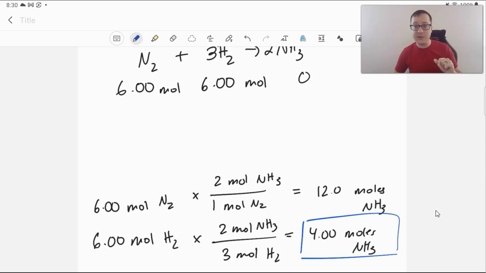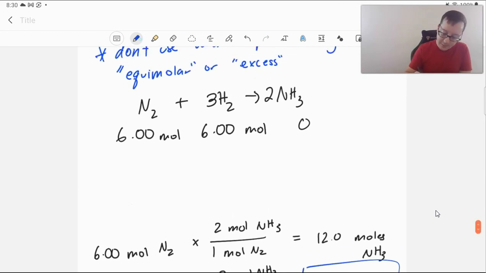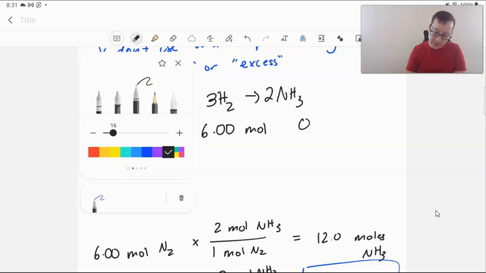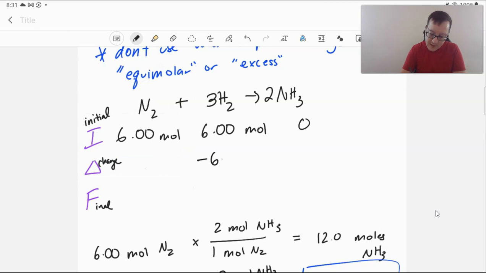But if you're given just moles, you can simplify it a little bit by using what's called an I delta F table. We have the initial, we have the change, and then the final amount remaining. So that is our initial, change, and final amounts. And so we saw that hydrogen is going to run out. So we're going to use all 6 moles of that. And so we're going to be left with no hydrogen. And we're going to make 4 moles of ammonia.